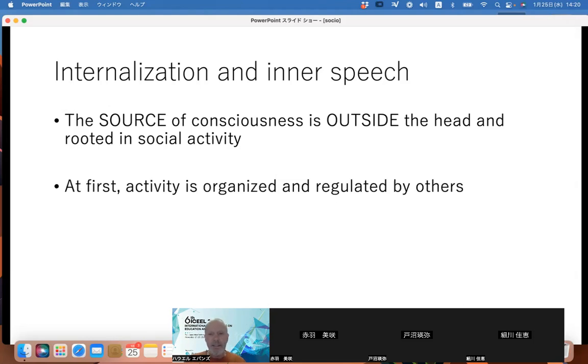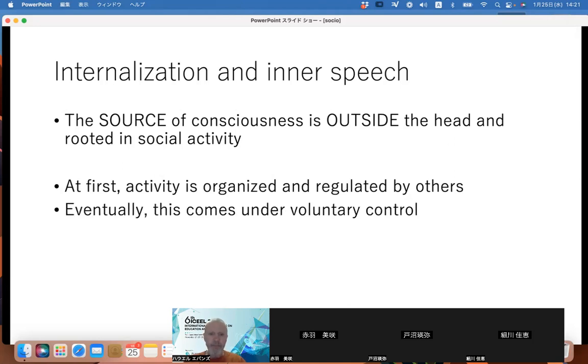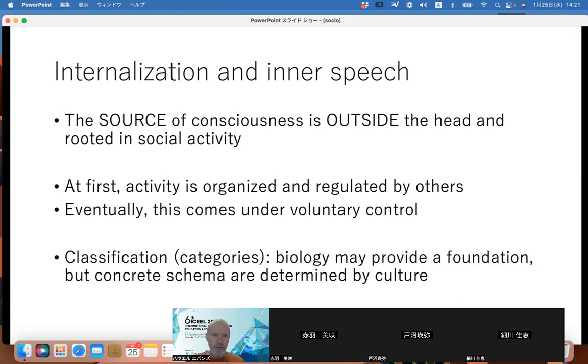And at first, an activity is organized and regulated by others. So for example, teachers or parents are organizing and regulating the activity. But eventually this comes under voluntary control, right? The activity is organized by other people, but they're using symbolic means. This structures the way you think, and the way you think allows you to regulate your activity. And as you do that, this comes under voluntary control.